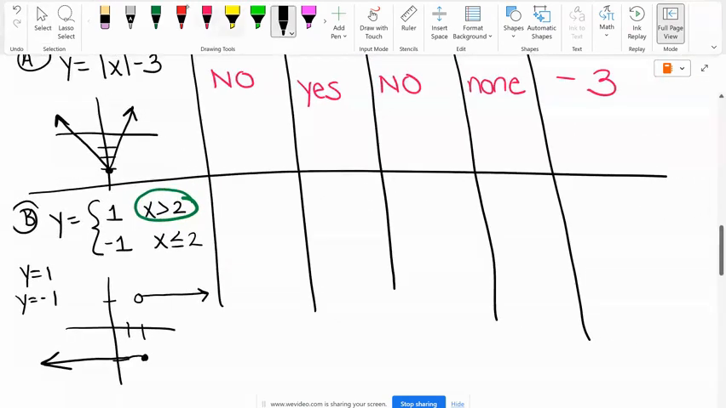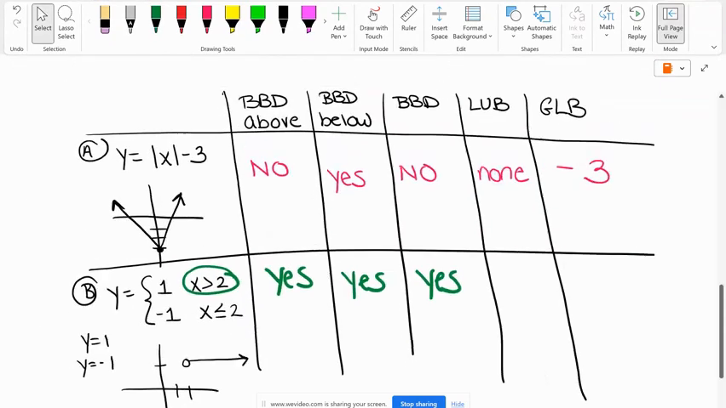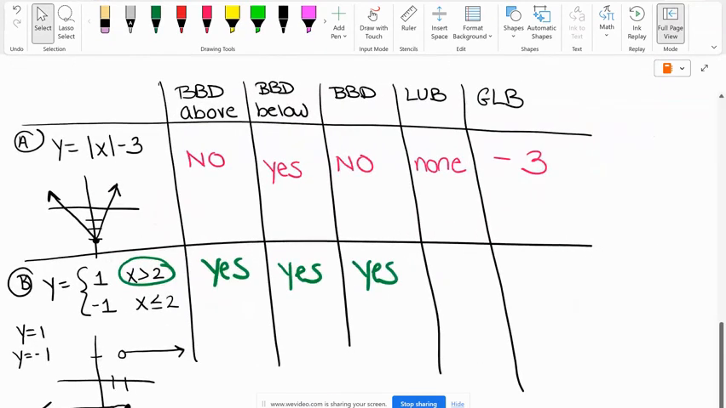Is it bounded below? Yes, it's bounded below, right? There is that lowest point. It goes left forever, but it doesn't go down forever. Is this considered bounded? Yes. All right, so now we want to know the least upper bound. Upper bound is our highest point. What is the highest point? 1. What is our lower bound? -1. You got it.